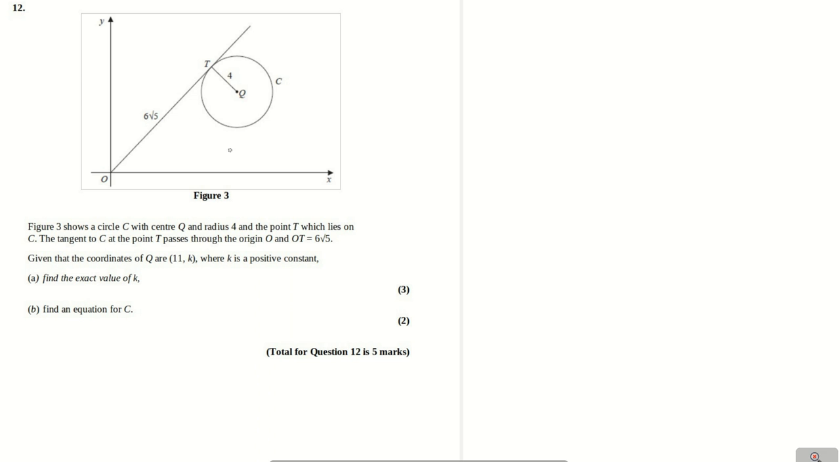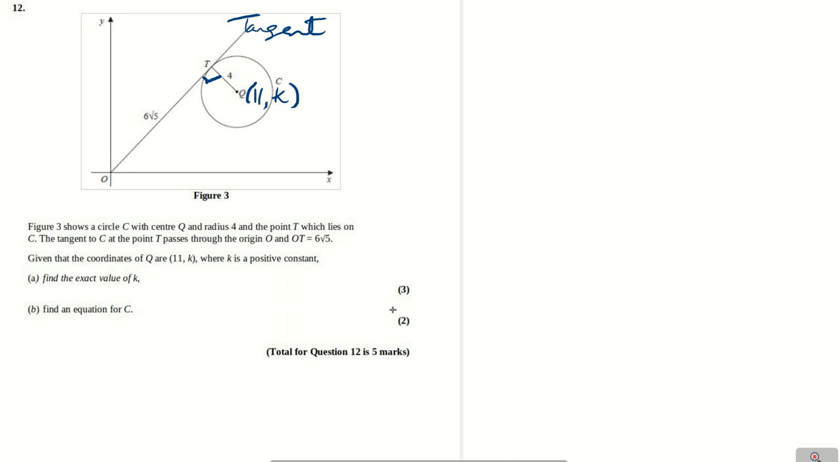And it tells us the coordinates of Q are (11, k). So in other words, we know that the x coordinate is 11, but we don't know the k coordinate yet. Right, so find the exact value of k. To do this, I think we've got to use the fact that the tangent at T will be at right angles to the radius, which goes from Q to P.